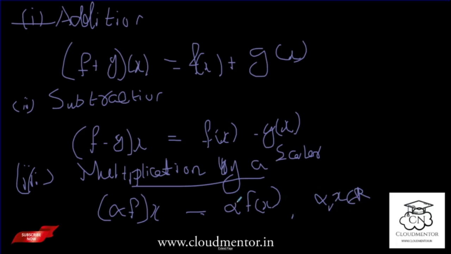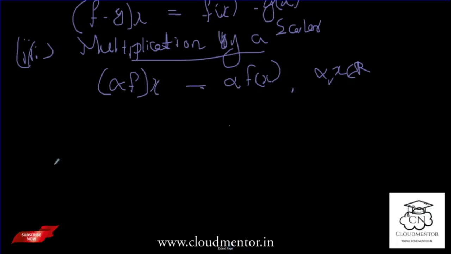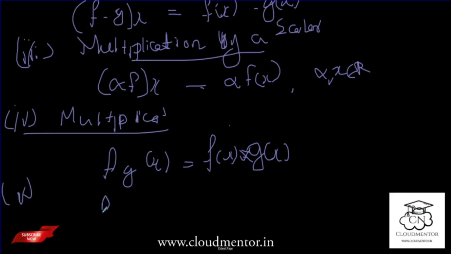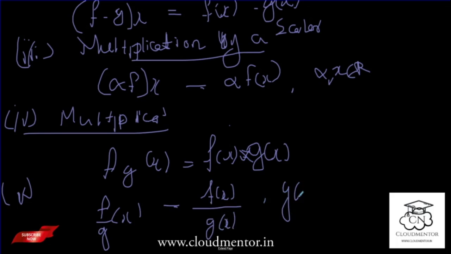And the multiplication of two real functions. How to multiply two real functions? Then fg of x is equal to f of x into g of x. Simple. And now the quotient. How to take the quotient of two real functions? f by g of x is equal to f of x by g of x. Simple. And here g of x is not equal to 0.